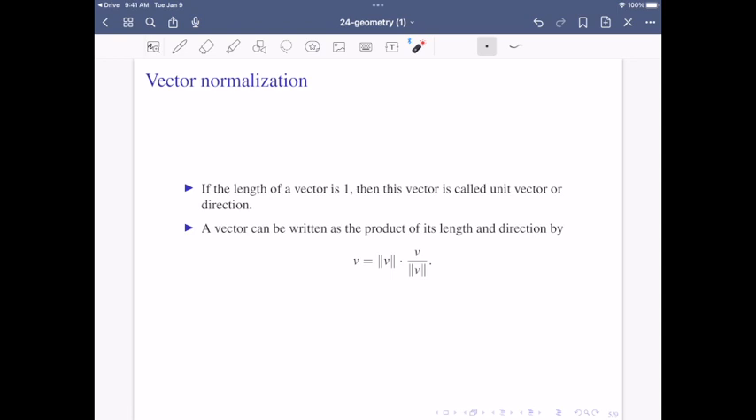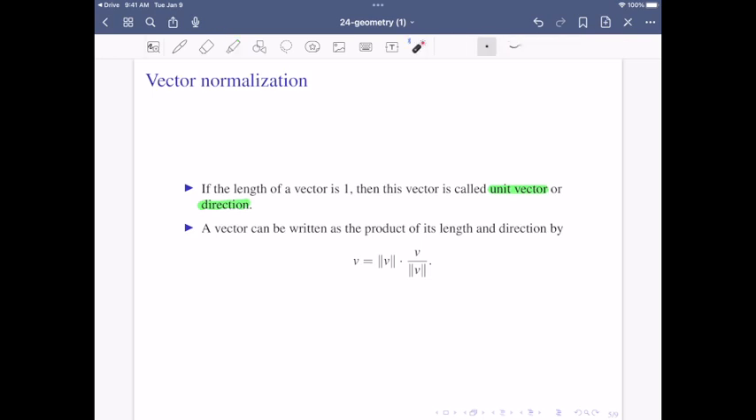Vector normalization. If the length of a vector is 1, then this vector is called a unit vector, or you can say direction. Those are equivalent terminologies. A vector can be written as the product of its length and direction.